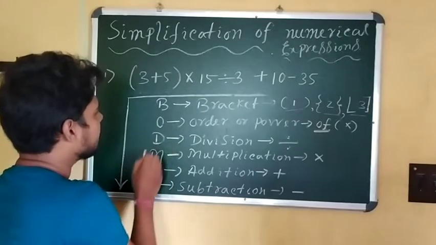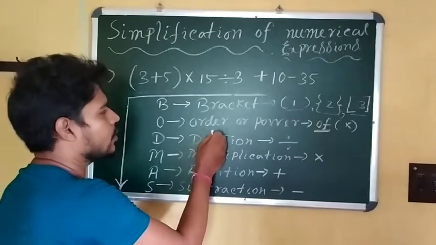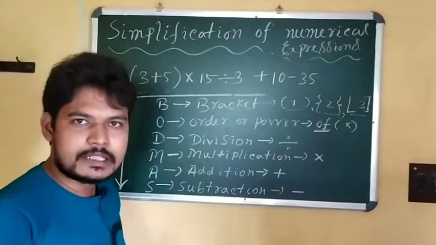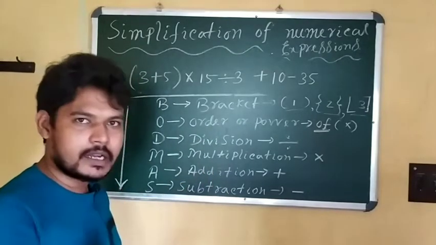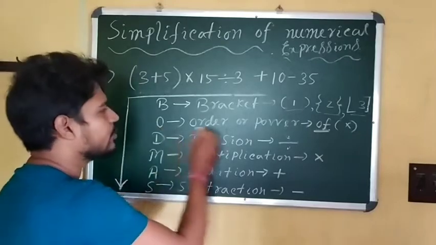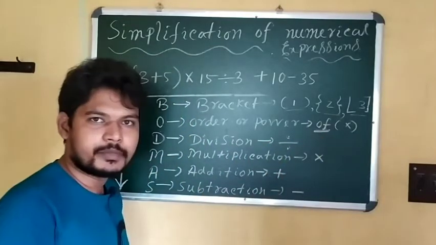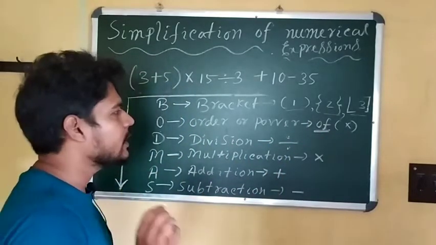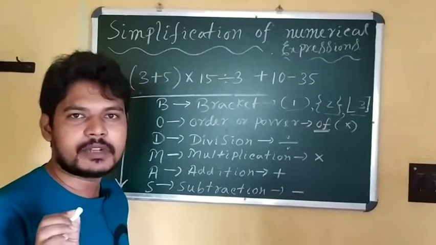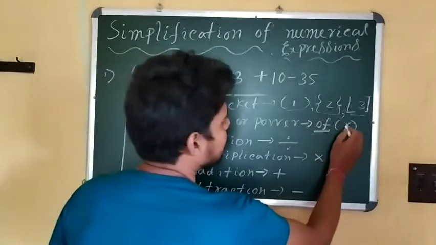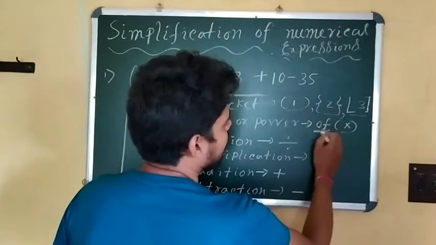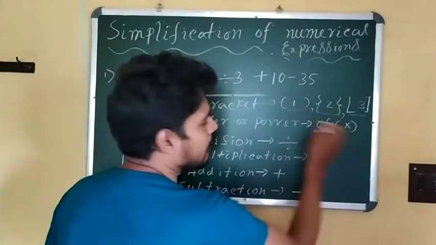Come to the second, O. O is for order or power, but in class 5 order or power is not given. It is given in the higher classes. So we represent O for of. All of you have already solved the numerical expressions given in the chapter on fractions. Then of means multiplication. So I have mentioned this also within this bracket, that of means multiplication.